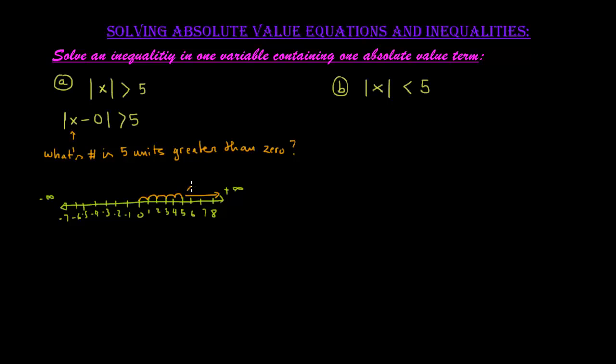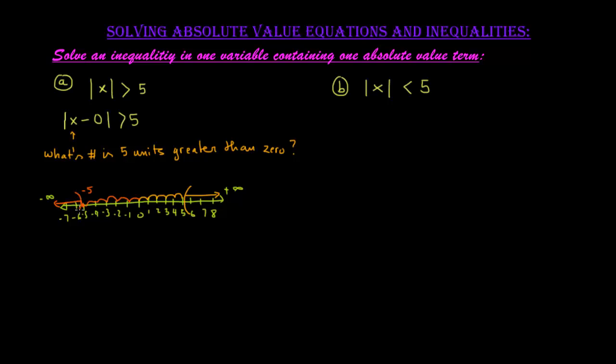So my answer will go that way: any number greater than 5 will give you a distance greater than 5. Now how about on the left side? So we count 1, 2, 3, 4, 5. So negative 5 is 5 units away from 0. Negative 6 gives me 6 units away from 0. Negative 7 gives me 7 units away from 0. So any number less than negative 5 will give me a distance greater than 5 units away from 0.